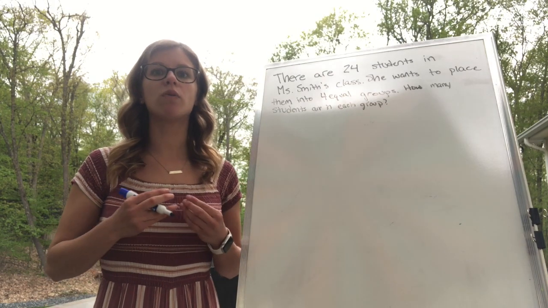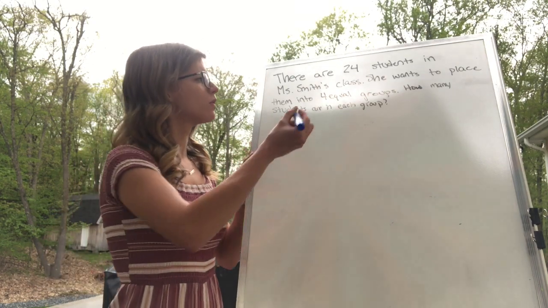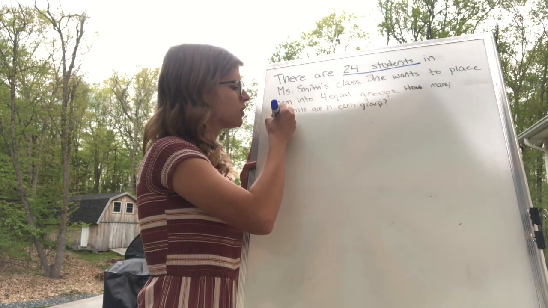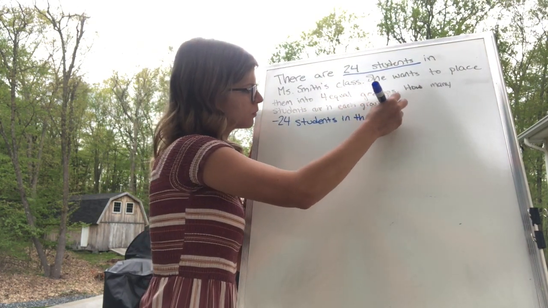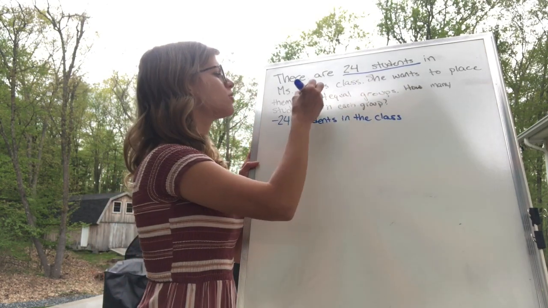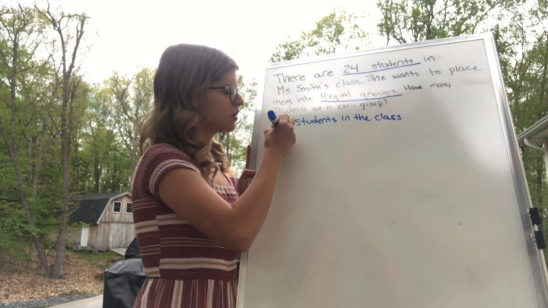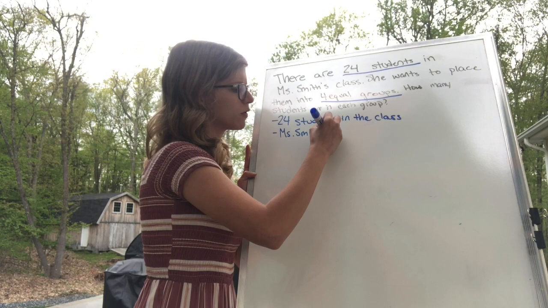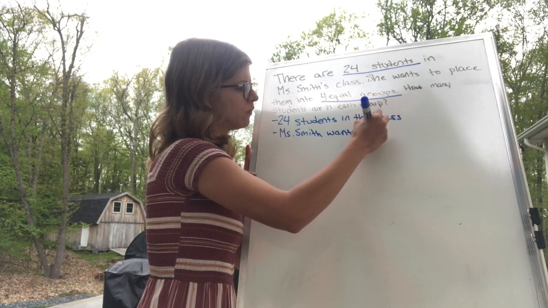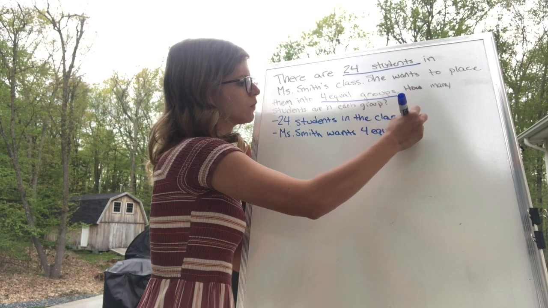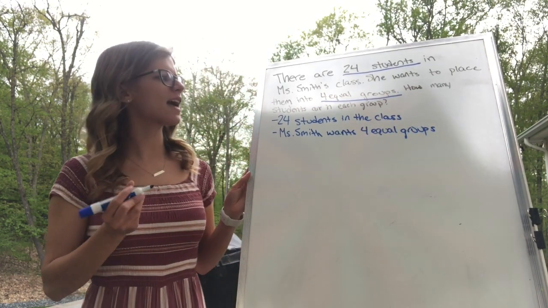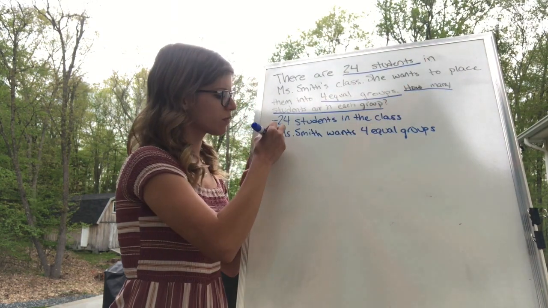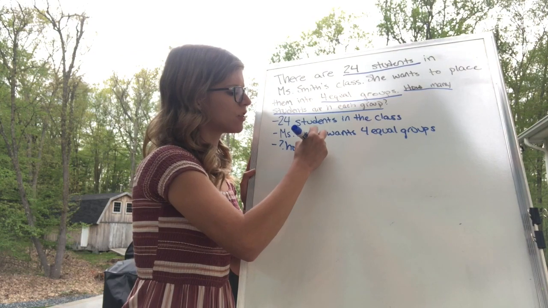So I would want us to think about what we already know in this problem and what we need to find out. So we know that there's 24 students in the class. And then the teacher wants to place them into 4 equal groups. So Miss Smith wants 4 equal groups. It says how many students are in each group? So my question is, how many students in each group?